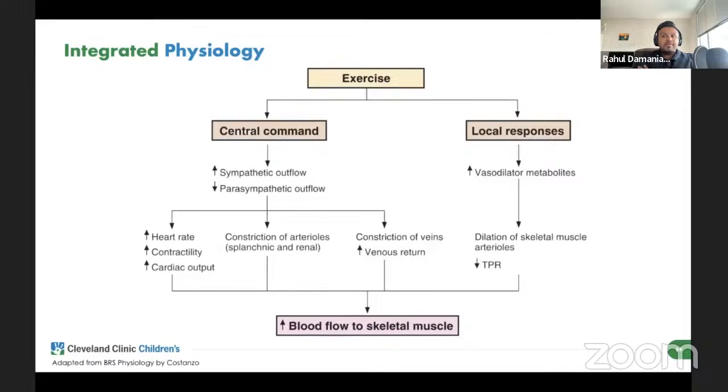And the reduction in total peripheral resistance is actually going to be beta 2 mediated. Recall that alpha 1 is going to be vasoconstriction, whereas beta 2 is a sympathetic receptor, but it's going to cause an increase in cyclic AMP and vasodilation. And that's actually what contributes to the reduction in total peripheral resistance and increases the blood flow to the skeletal muscle in exercise.